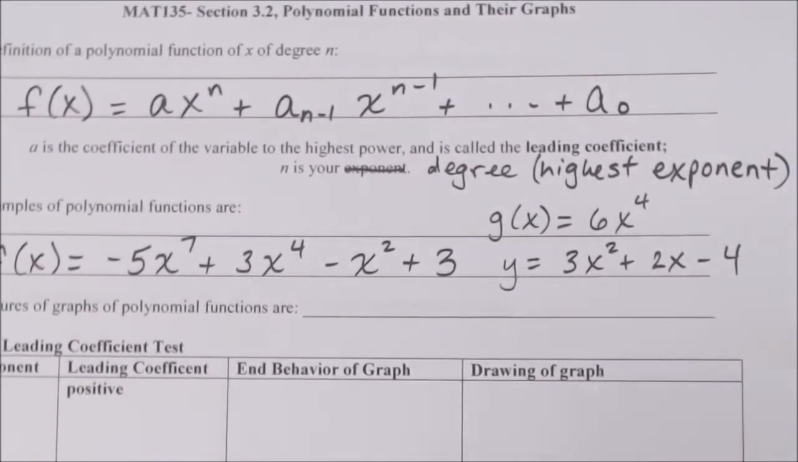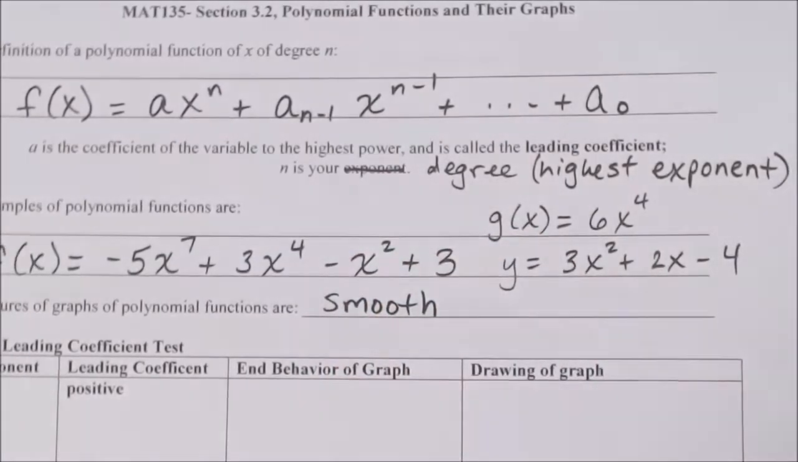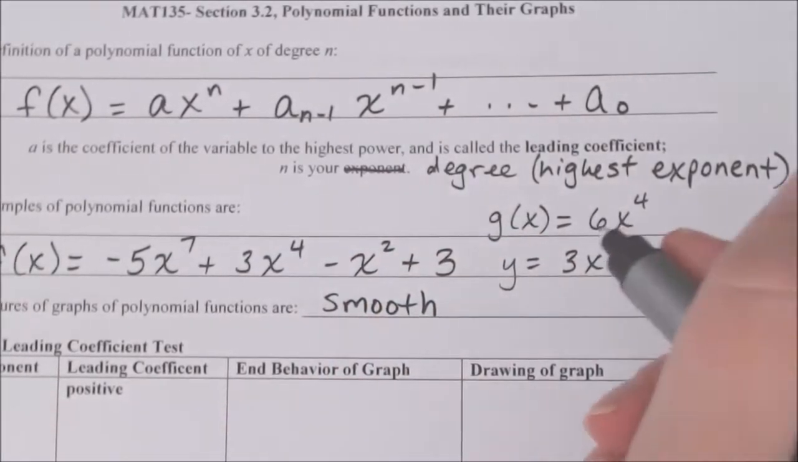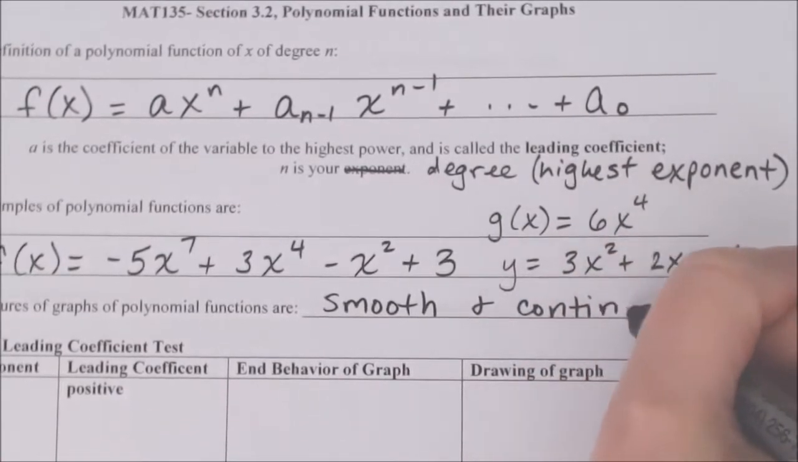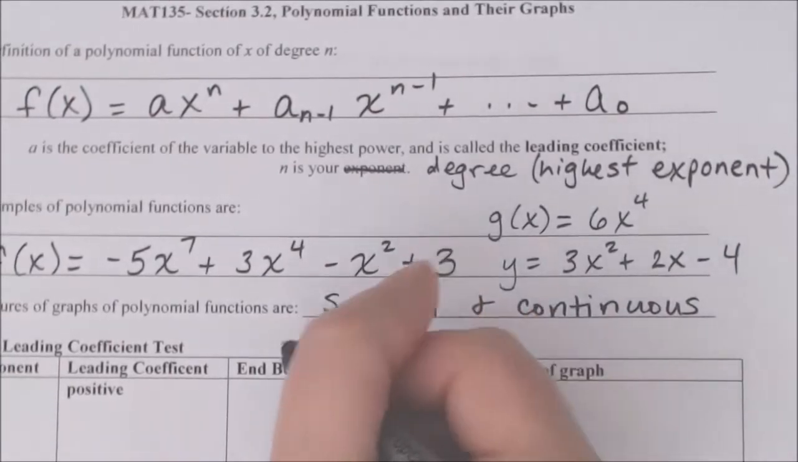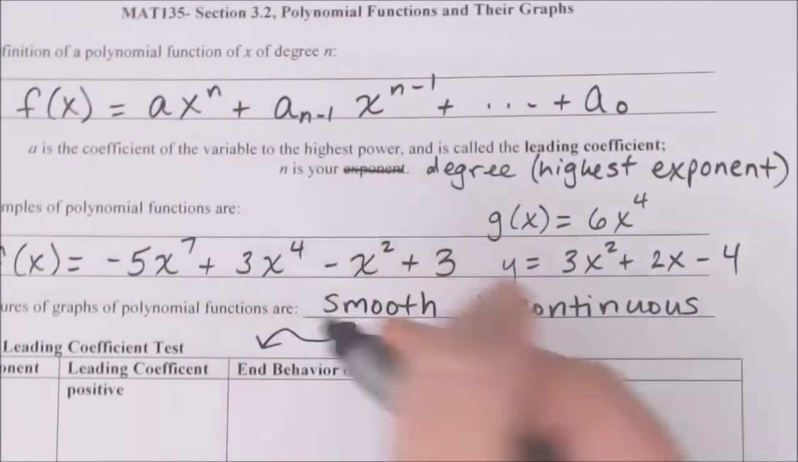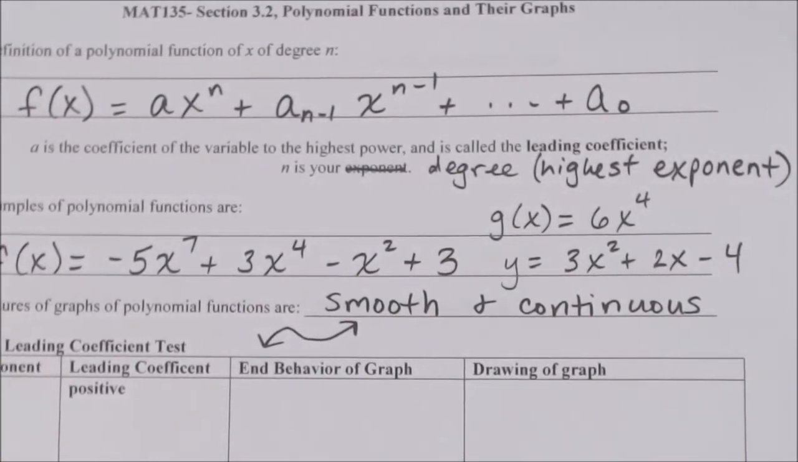Some features of graphs of polynomials is that they are smooth. There are never any cusps or corners or sharp edges in a polynomial graph, and they're also continuous, meaning there are no breaks, no asymptotes, no holes. They're very, very smooth, nice, well-behaved functions. So they're some of the easiest ones to graph and the easiest ones to work with in higher level math.